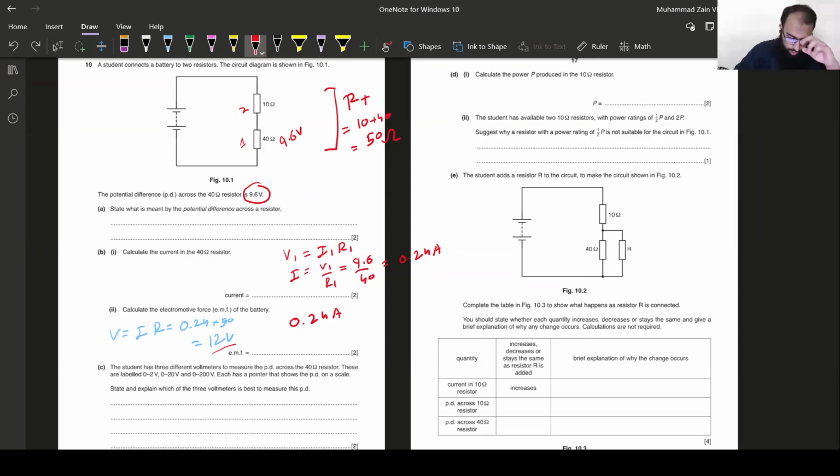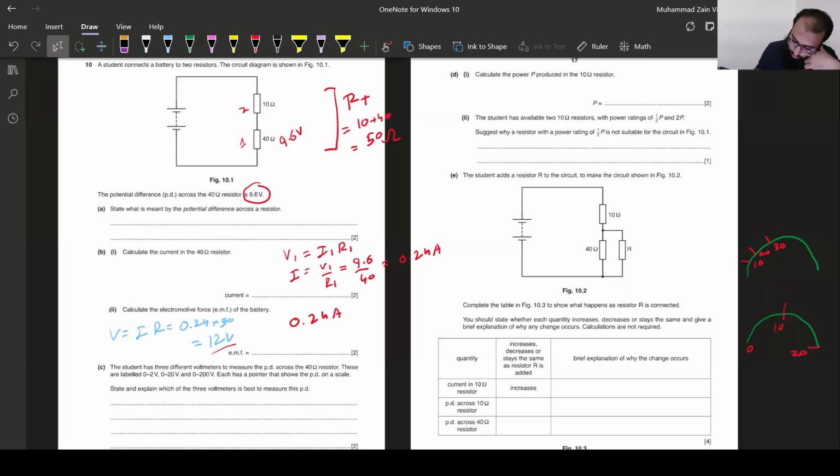The 0 till 200 volt voltmeter, although it could give me the answer, would have a very large scale. So if it's something as big as this, the readings would be 10, 20, 30. And if it were a 0 to 20 volt voltmeter, the readings would be in such a way that this was 0, this was 10, and this would be 20.